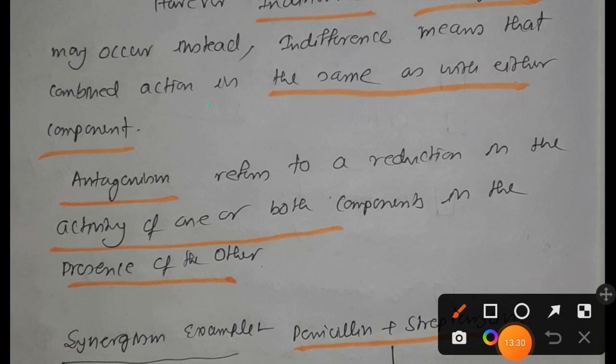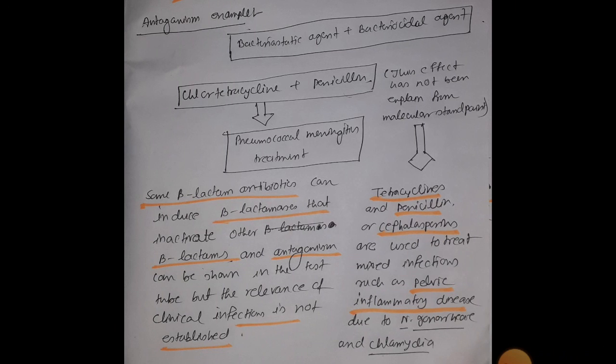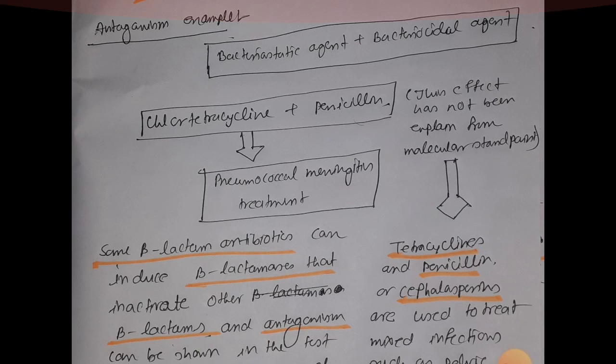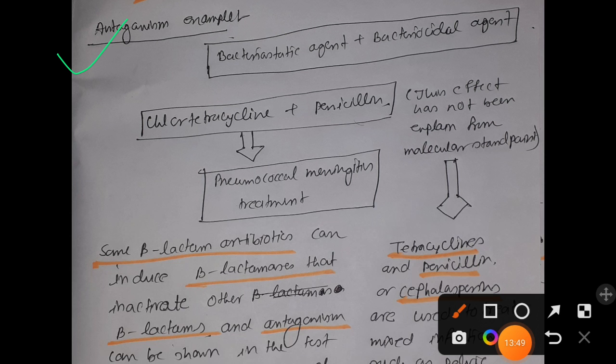Okay, that means when we are using two antibiotics in a mixture, either the activity of one or both components reduces. Okay, clear? I think you cannot be confused with the help of such easier examples, right? So the first antagonism example is when we are using a combination of a bacteriostatic agent and a bactericidal agent.